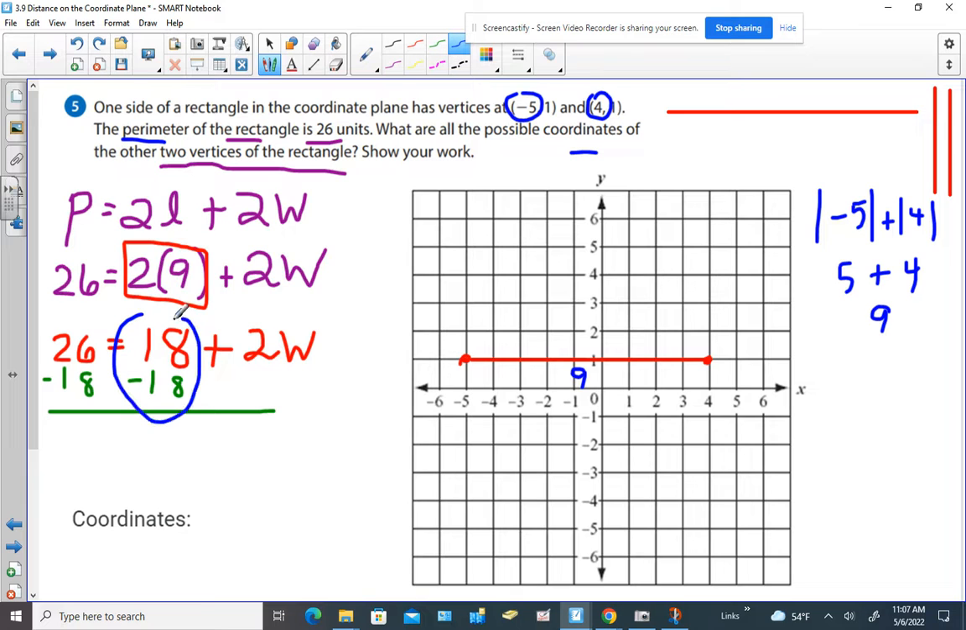Everything in this blue circle will cancel out. We're going to bring down the 2w. And we have to go ahead and subtract these two values. 26 minus 18. So we can't take 8 away from 6. Let's make that 1 less. So this can become a 16. And 16 minus 8 would be 8.